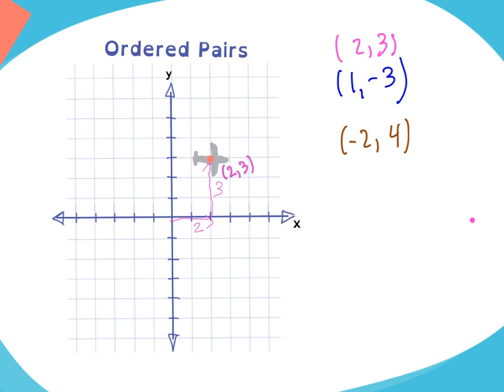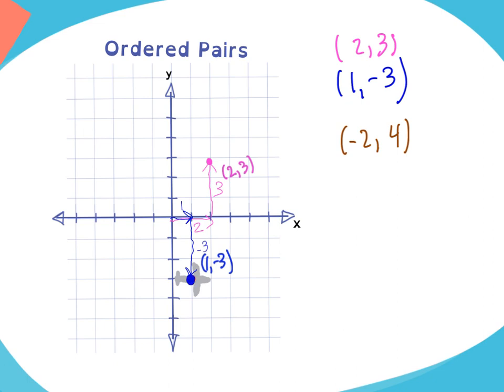Now let's look at what happens when you move on the plane to point 1, -3. Once again, we need to start at the origin where the two axes meet. We're going to move 1 to the right for a +1 along the x-axis, and we're moving 3 down for a -3 along the y-axis. This will be our second point.